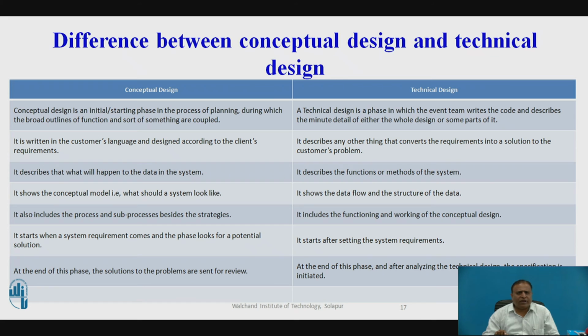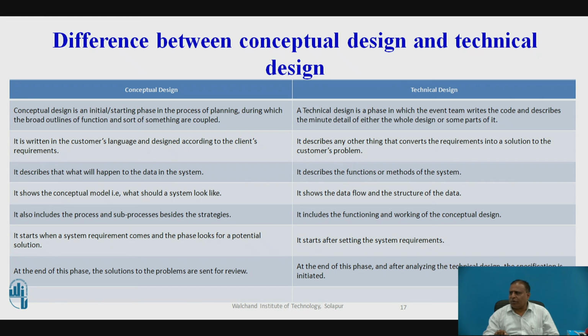Now we have to see the difference between the conceptual design and technical design. So the difference is: conceptual design is the initial or starting phase in the process of planning, during which broad outlines of function are coupled. Technical design is the phase in which the development team writes the code and describes the minute details of their whole design or some part of it. Conceptual design is written in the customer's language and designed according to the client's requirement. Technical design describes how to convert the requirement into a solution to the customer's problem.